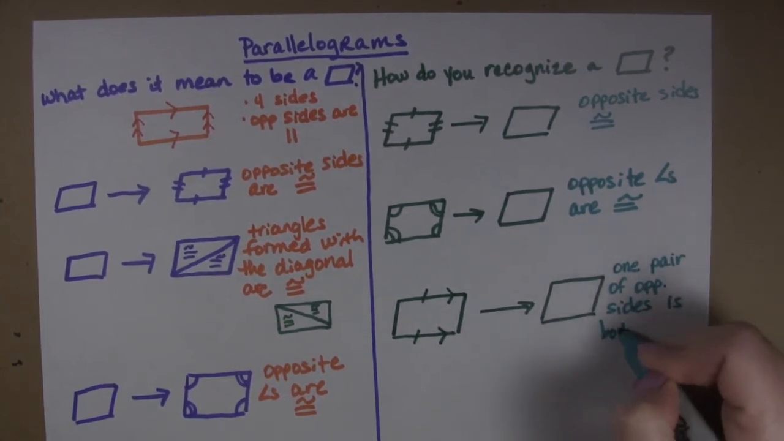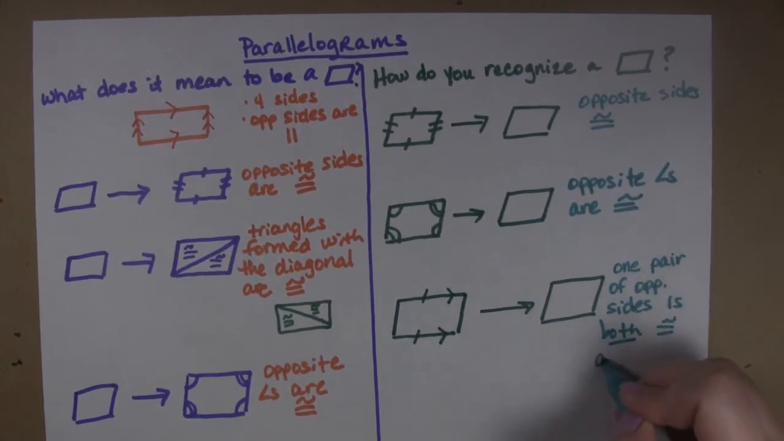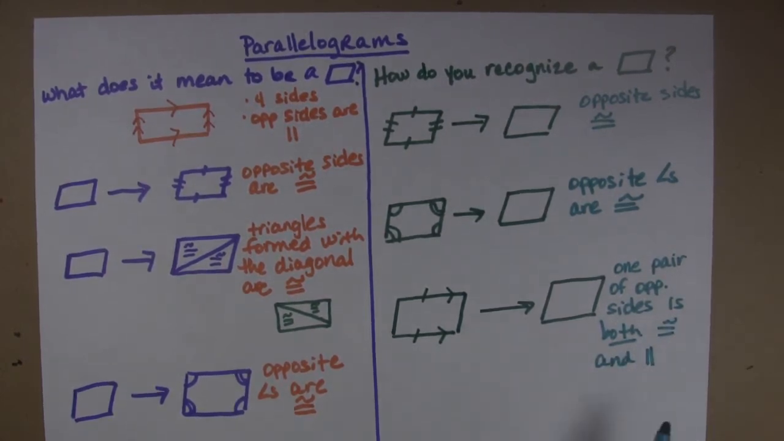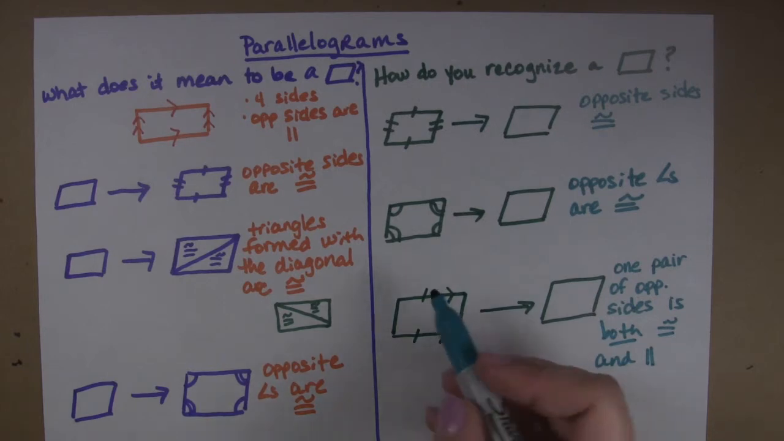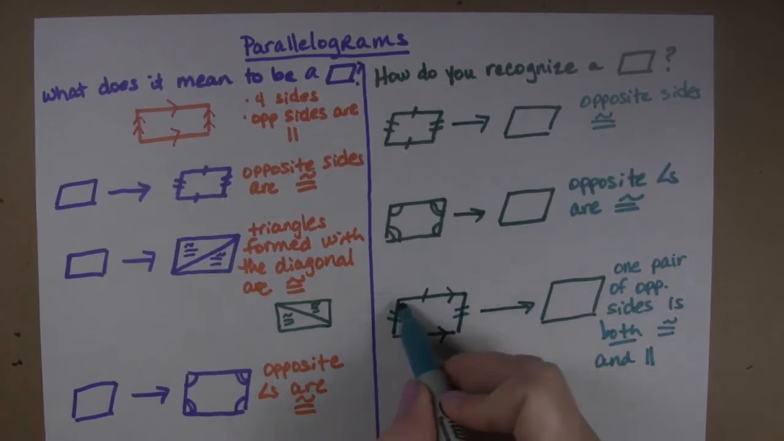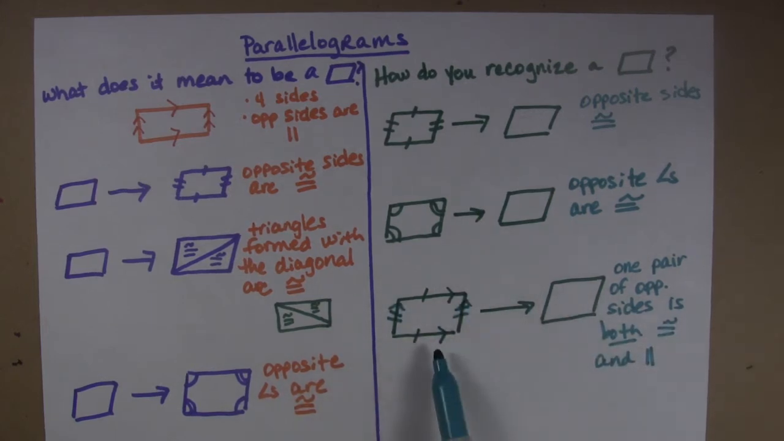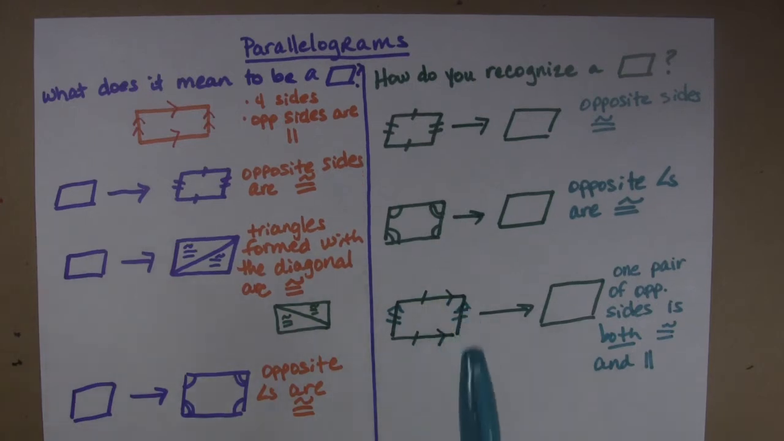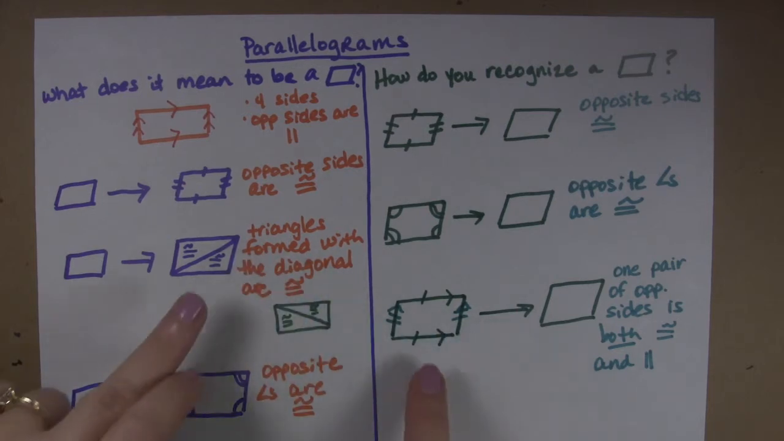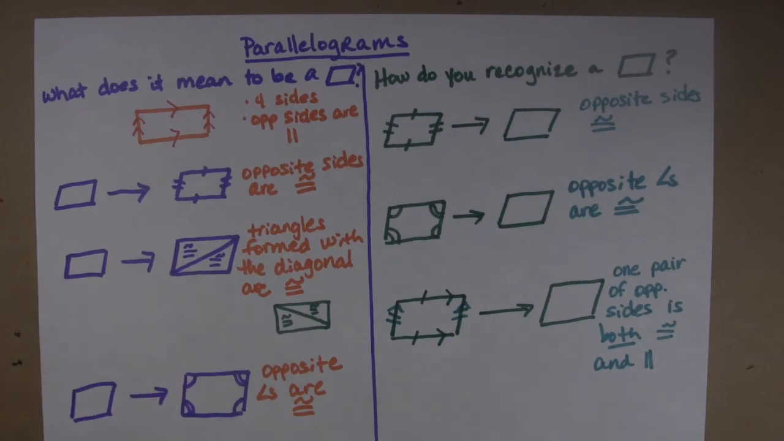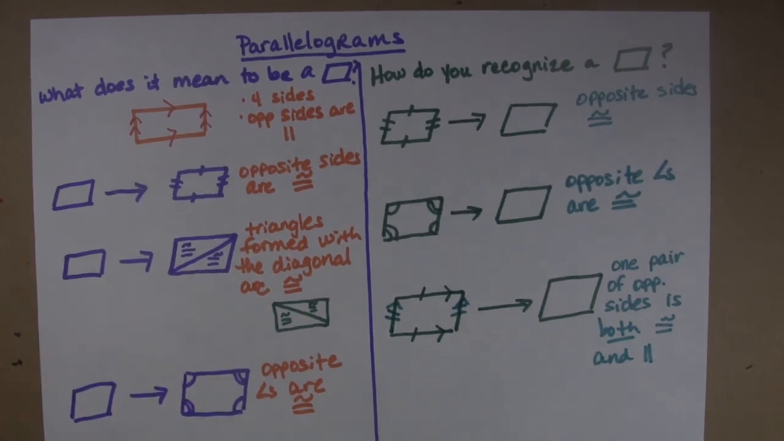So one pair of opposite sides is both congruent and parallel. If that is the case, then you know that the other side is going to be congruent and parallel as well. So it doesn't matter which side, if you do the top and bottom side or if you do the side to side side, it doesn't matter. But if you can determine that one side is congruent and parallel, then you get to say that you have a parallelogram. So notice that these are not the converse of each other. The converses are not true, but they are very helpful.